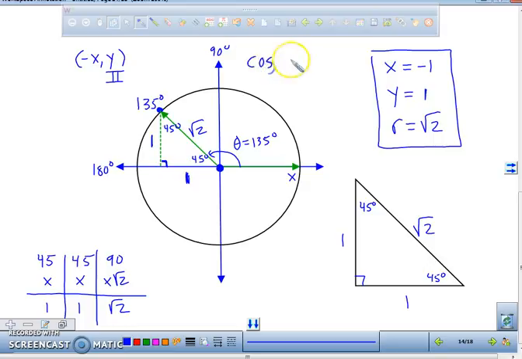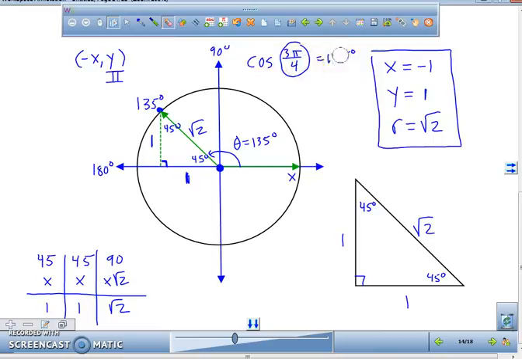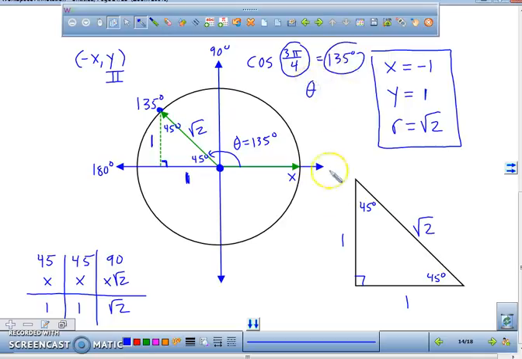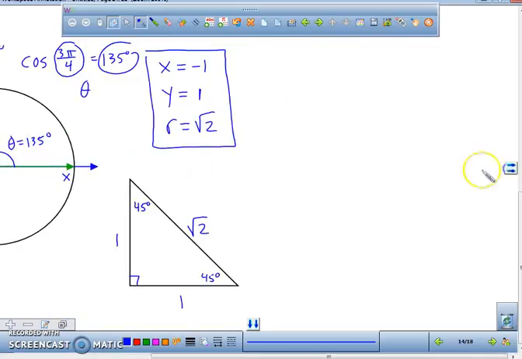What's the cosine of 3 pi over 4? And so what does this represent? That represented a 135 degree angle. Correct. All right. And that right there represents our theta. So right here, think about what we got.